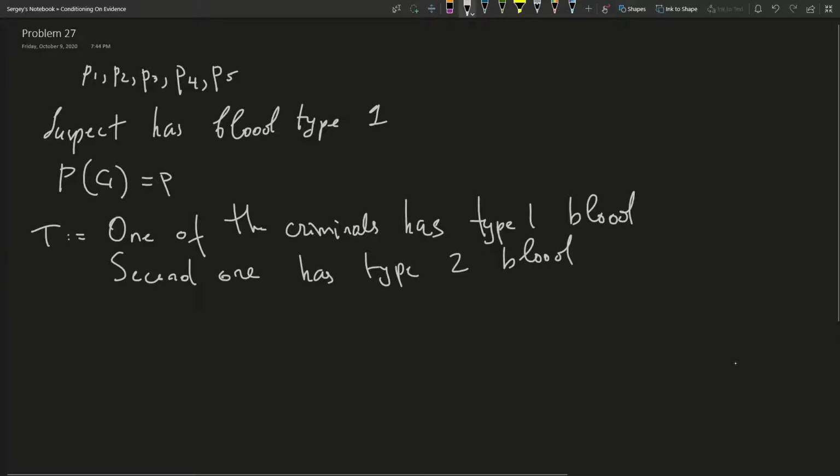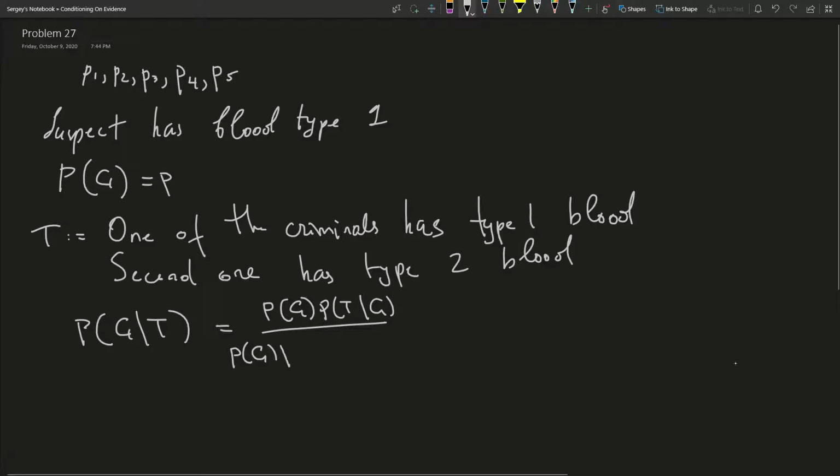And what we'd like to know is whether the probability of guilt given this evidence is larger than the prior probability of guilt, P. So let's use Bayes' rule and the law of total probability to compute this posterior probability of guilt. So this is P of G times P of T given G, over, now using the law of total probability, P of G times P of T given G, plus the probability that our suspect isn't guilty times the probability of the evidence given that our suspect is not guilty.